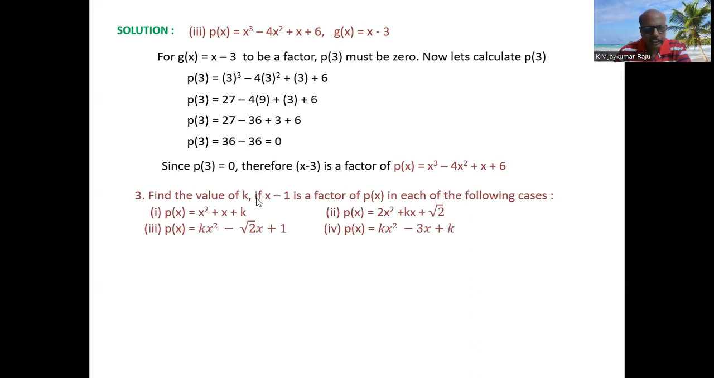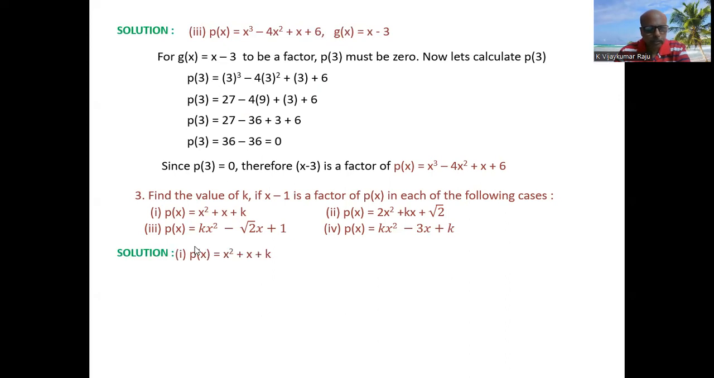Find the value of k if x minus 1 is a factor of p of x in each of the following cases. So p of x is equal to x squared plus x plus k. So here x minus 1 is a factor. If x minus 1 is a factor, then x minus 1 is 0 and x is equal to 1. So if you put x equal to 1 in the polynomial, it should be equal to 0. That means p of 1 should be 0.